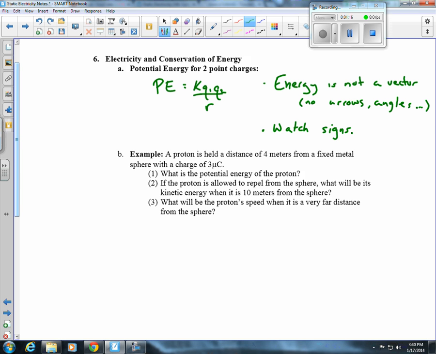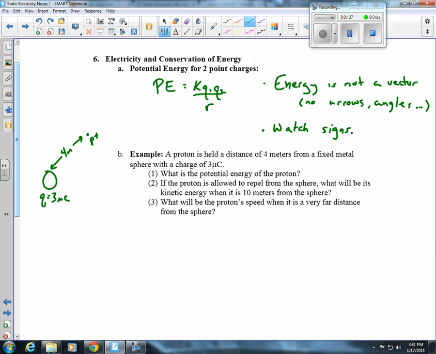So here's an example. I have a proton at distance 4 meters away from a fixed metal sphere that has a charge of 3 microcoulombs. I'm going to make a little sketch. I have my sphere here. It has a charge of 3 microcoulombs. Over here I have a proton, and the distance between them is 4 meters.